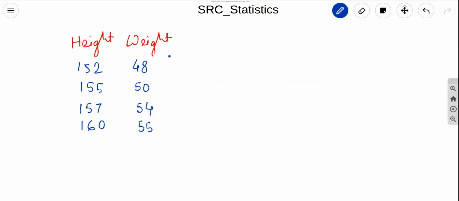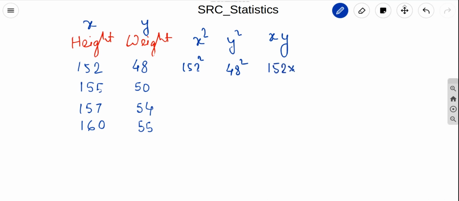Suppose this example, height and weight, we find out the correlation between height and weight. Suppose height is given by x and weight is given by y. Then we shall need x square, another column y square, and then a third column xy. So we need to construct this. So x square will be 152 square, y square will be 48 square, and xy means 152 multiplied by 48. Similarly, we do the calculation for other rows.